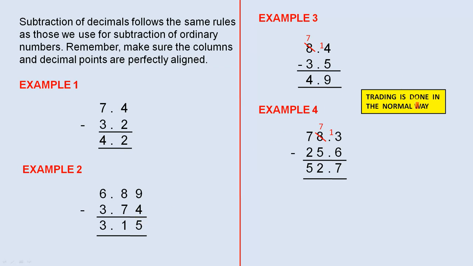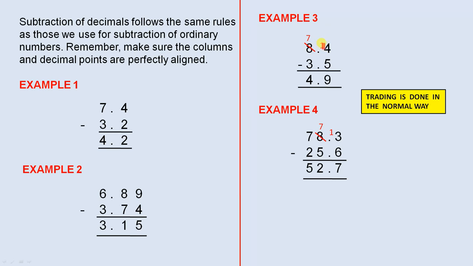Example 3. Now I've got a little note here: trading is done in the normal way. So even though the decimal points are here, just carry on doing trading as you normally would. So 4 take away 5 does not work, and that's why we make that 14. But remember, this is the 1/10th column, the 1 over 10 column, so that's actually 14 tenths. And that's 5/10. But irrespective of that, just do the trading the normal way.